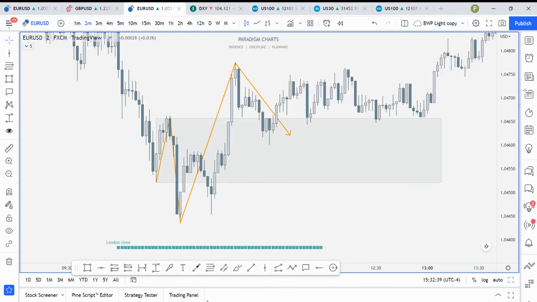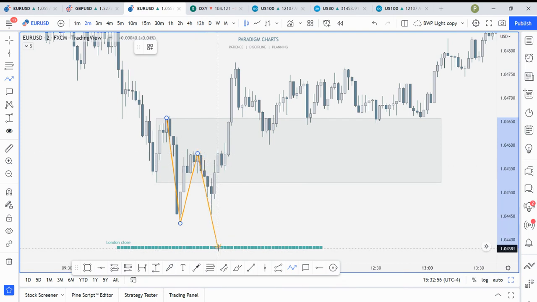Alright, and if you want to look at the mitigation block here, this is a mitigation block. Price comes back to the mitigation block though. You have this, you have this.